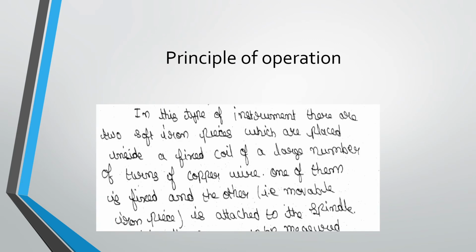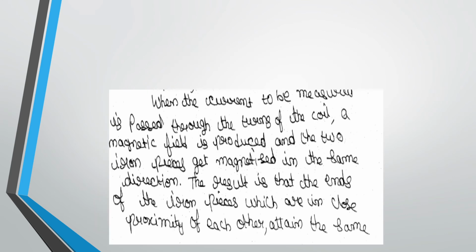In this type there are two pieces. One piece is fixed inside the fixed coil, which is wound with a large number of turns of copper wire, and the other one is movable, attached to the spindle.